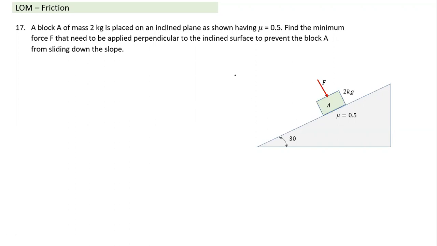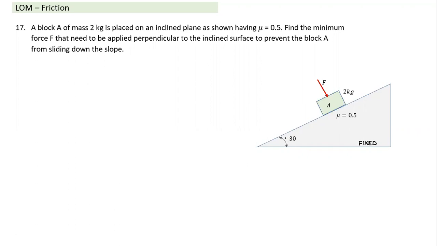So in this case, a block A of mass 2 kg is placed on an inclined plane. Unless it is mentioned otherwise, whenever an inclined plane is mentioned, we assume that the plane is fixed, unless there's some indication that it's going to move. It's placed as shown, the coefficient of friction is 0.5, and the angle is 30°.